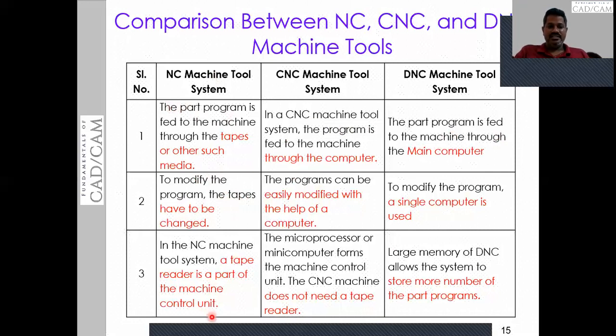In the case of NC, the tape reader is an integral part of the NC machine, the NC control unit, whereas microcontrollers and microprocessors are used in CNC and DNC to read the program, because we have a computer in which you have the microprocessors, and those are going to read the programs. This is the difference between NC, CNC, and DNC.